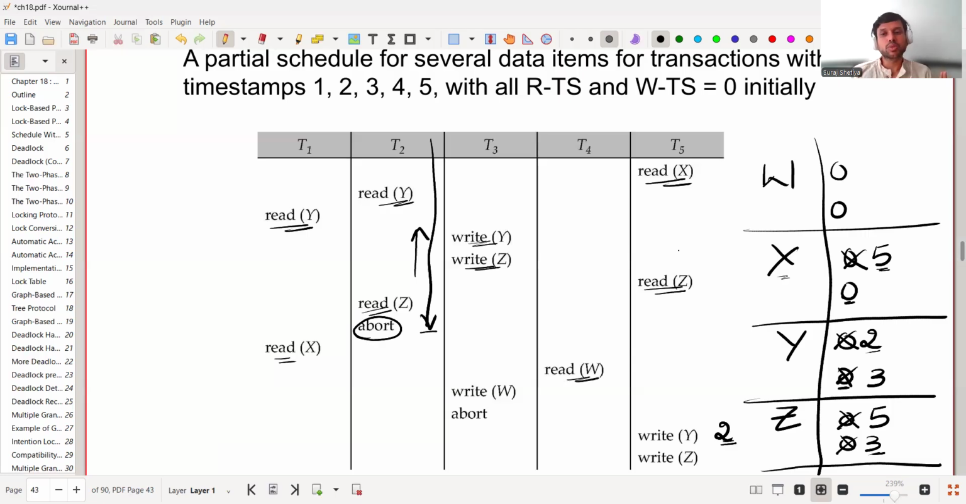This is a write of W. Sorry, there's a read of W, and this time I'll be a little faster. Let's look at W. W is here. There's no conflict. This will become 4.